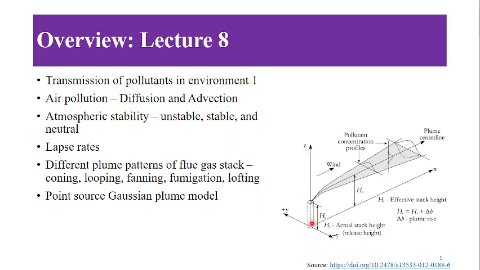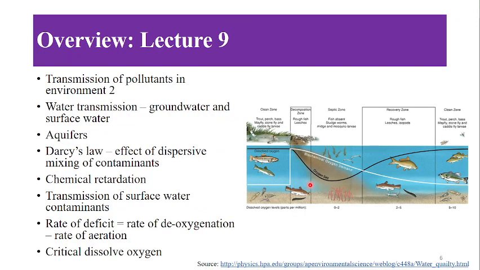So, in terms of the stack height, the effective stack height is the sum of the actual height of the stack and the plume rise. Plume rise is the height of the plume from the point it is actually emitted from the stack. So it is basically a virtual point source.